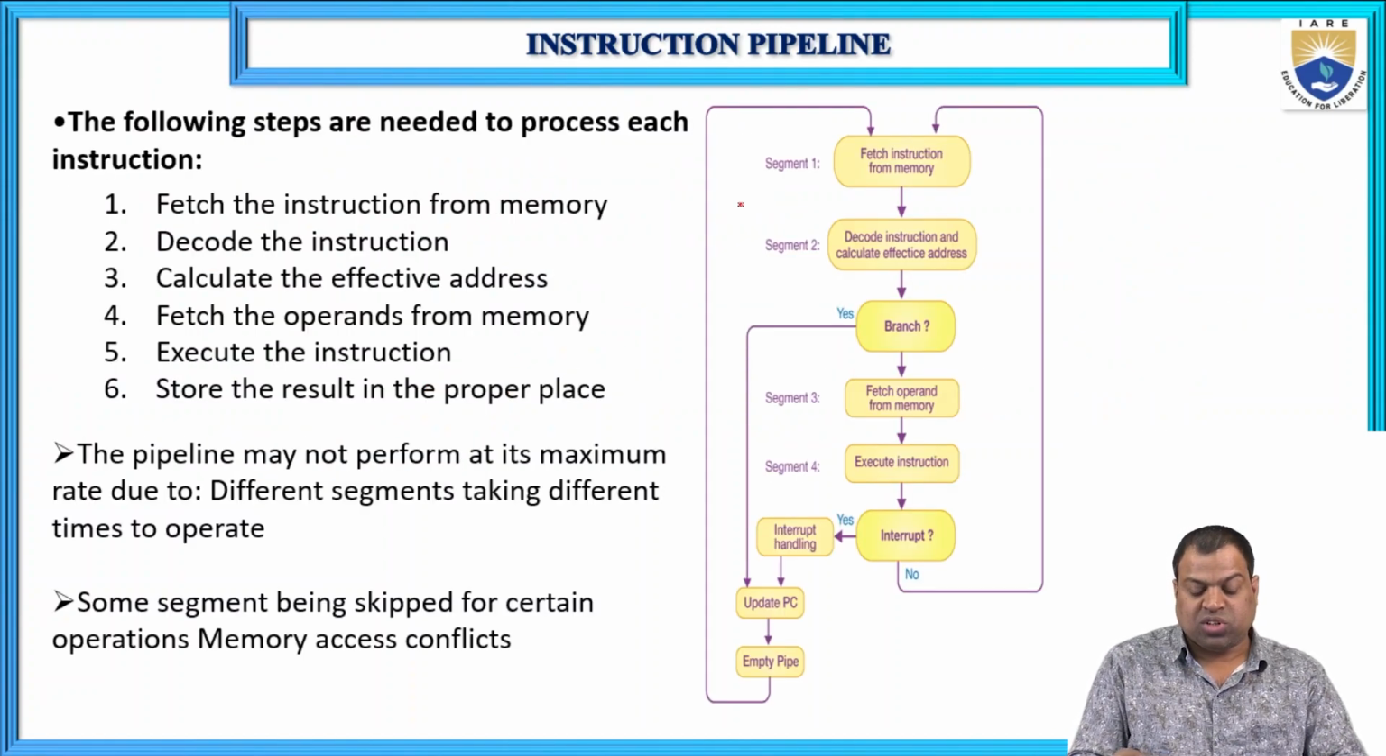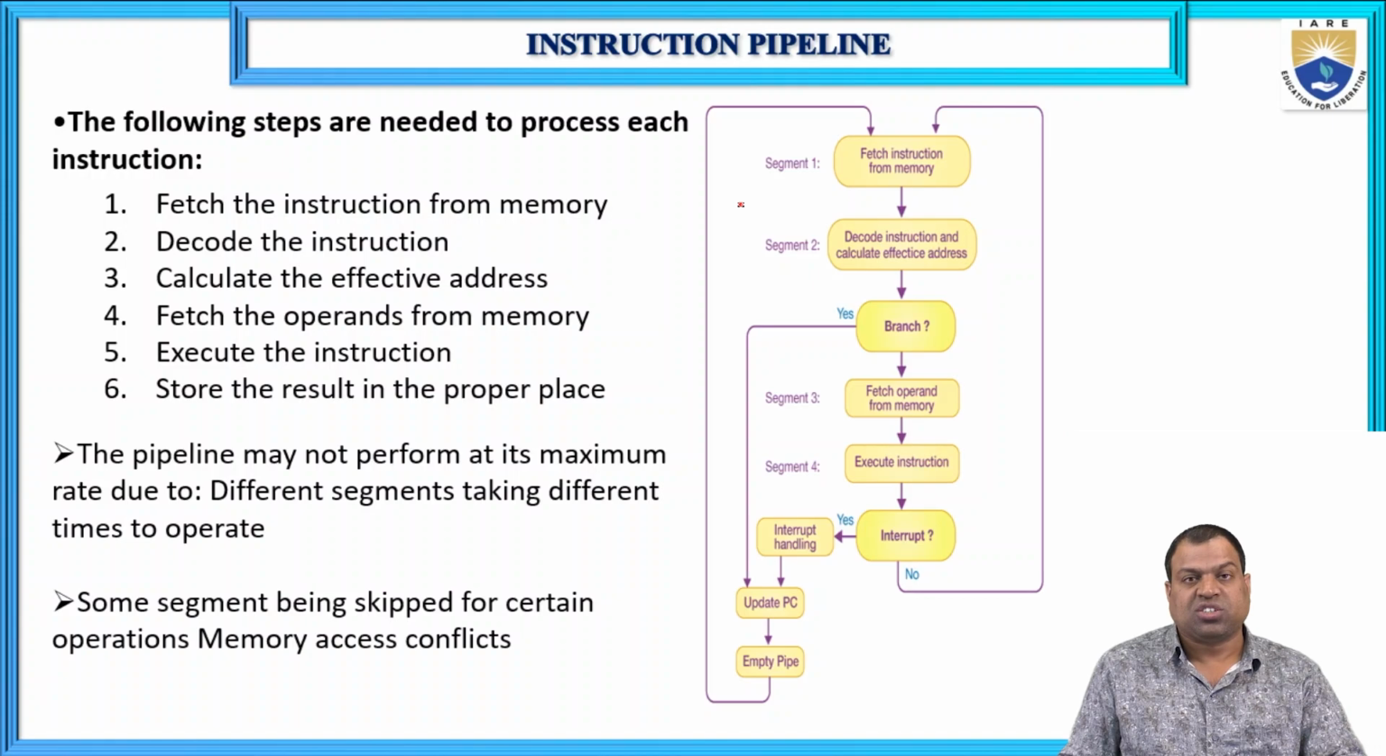The following steps are needed to process each instruction: fetch the instruction from memory, decode the instruction, calculate the effective address, fetch the operand from memory, execute the instruction, and store the result in the proper place. This pipeline may not perform at its maximum rate due to different segments taking different times to operate, some segments being skipped for certain operations, and memory access conflicts. So this is a flow chart of the instruction pipeline, showing the process step by step on each stage.